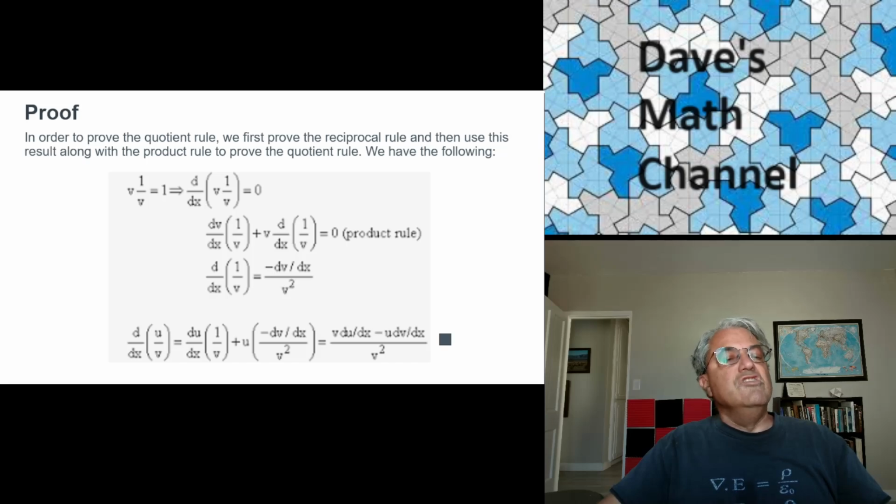We just bring everything over a common denominator. The common denominator is v squared, so we have to multiply the first expression by v over v. Then you're going to get v du dx, that's the first term, minus u dv dx, that's the numerator, and the denominator is v squared. Voila. That is the proof of the quotient rule. Kind of a complicated proof, but at least now you see how to prove it.